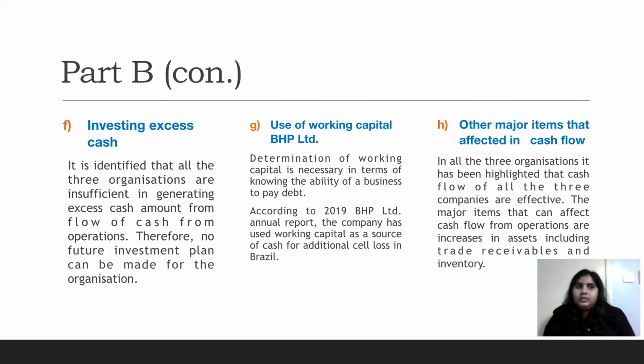Furthermore, according to the BHP Limited 2019 annual report, the company has used working capital as a source of cash for additional cellulose in Brazil. On the other hand, it has been highlighted that cash flow of all three companies is effective. Therefore, the major items that can affect cash flow from operations are increases in assets, including trade receivables, inventory, and payables.